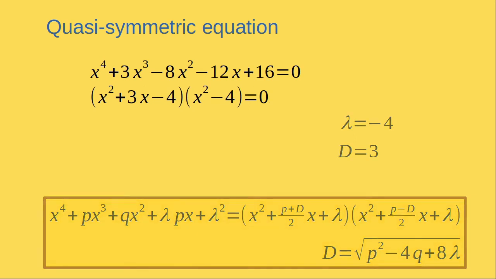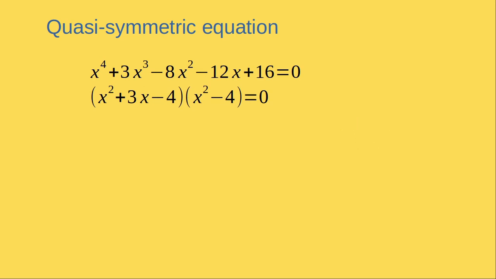With these values we apply the formula to our quasi-symmetric equation, and after some simplifications, we get x squared plus 3x minus 4 times x squared minus 4 equals 0. The advantage of writing the left-hand side as a product is that it allows us to solve the equation right away. Because a product is 0 if, and only if, one of its factors is 0, we get the two quadratic equations x squared plus 3x minus 4 equals 0 and x squared minus 4 equals 0. And solving quadratic equations is no big deal for us by now.